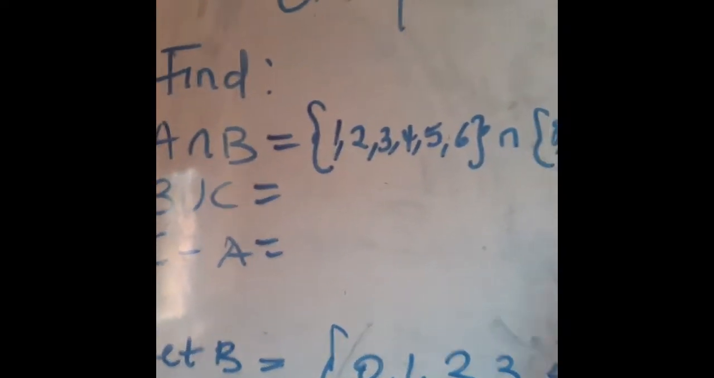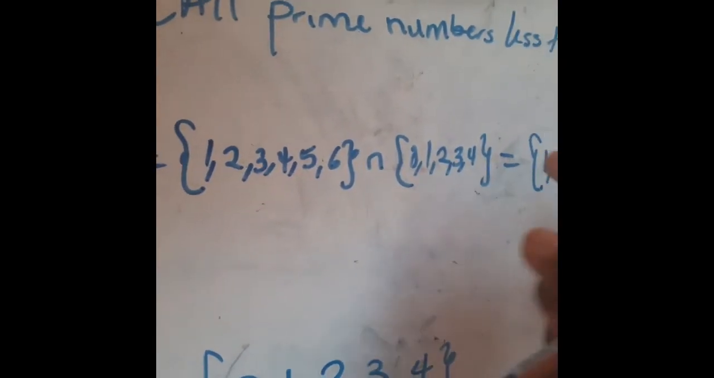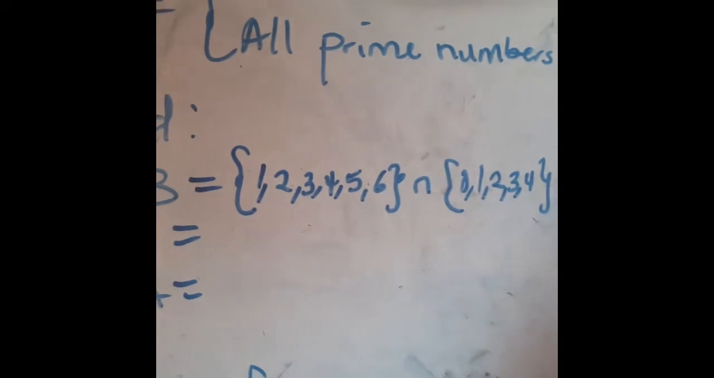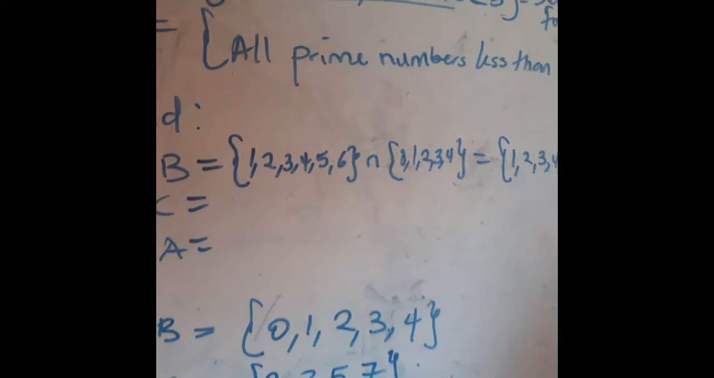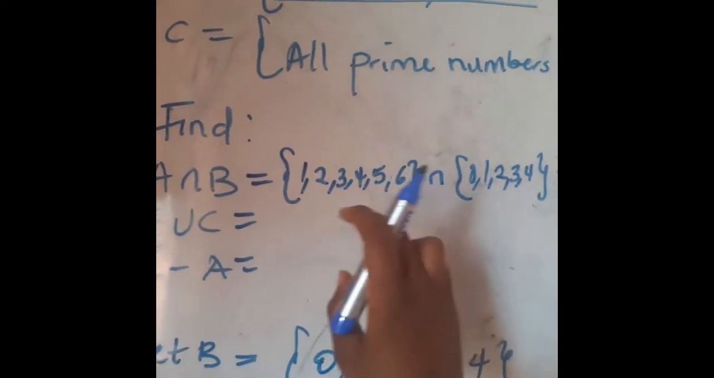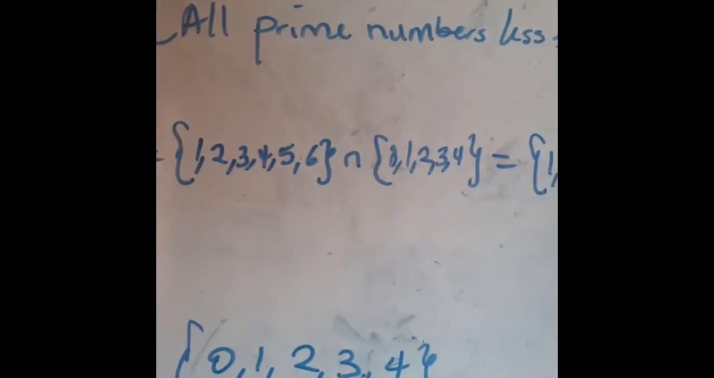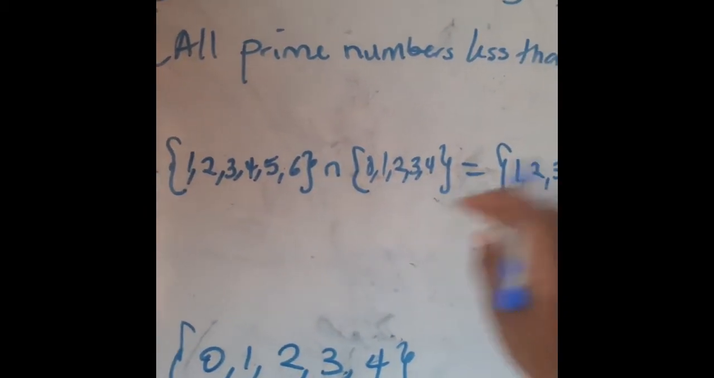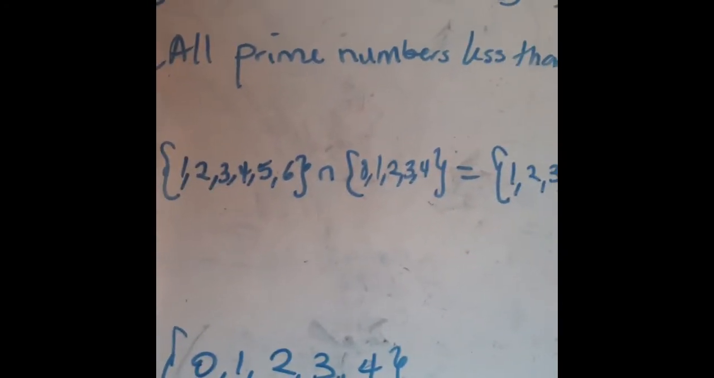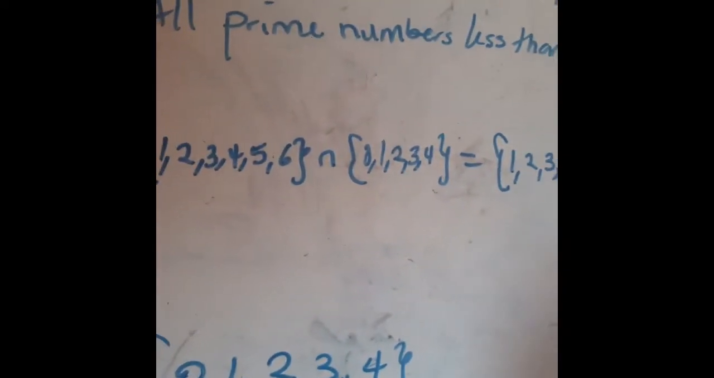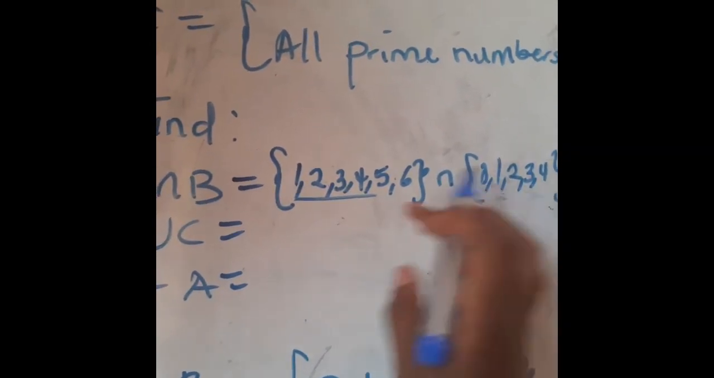Like I said, if our 0 was not included, we could say B is a subset of A. Our 0 is included, but it does not matter. So this is the answer for A intersection B. Okay, I'm sorry, there's no 5 there, so it's just 1, 2, 3, and 4. These are the elements that are common.